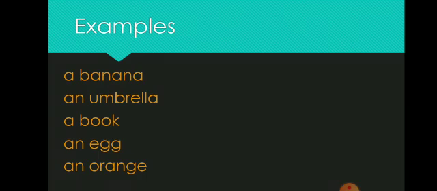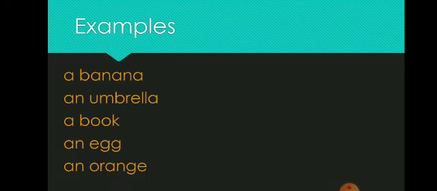One thing I want to tell you is that this choice of using a or an is totally determined by the sound of the word. We have to think about the first letter of a word and which sound it creates. B creates a consonant sound, that's why a. In umbrella, the first letter u creates a vowel sound, that's why we put an umbrella.